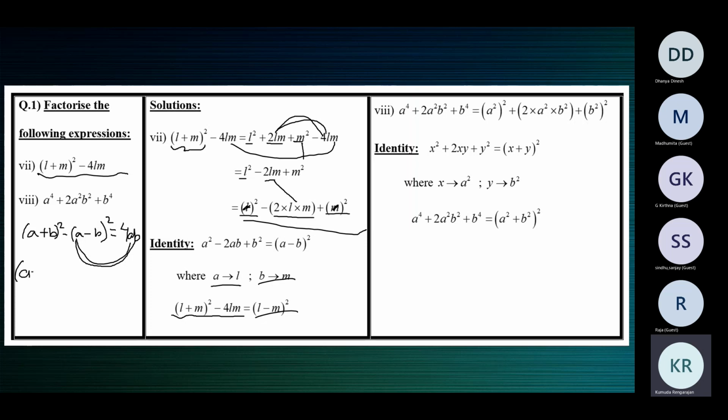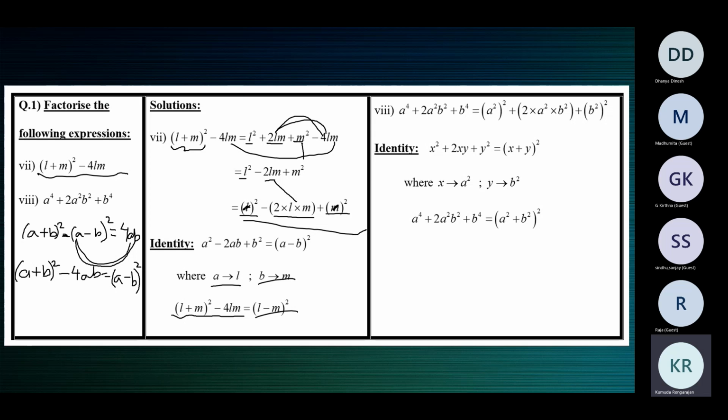Let's transpose these two terms. A plus b the whole square. Now 4ab from the RHS is traveling to the LHS, so it will come to the LHS as minus 4ab. And minus of a minus b the whole square is traveling to the right hand side, so that minus will become plus. So it will be equal to a minus b the whole square. So a plus b the whole square minus 4ab is equal to a minus b the whole square.